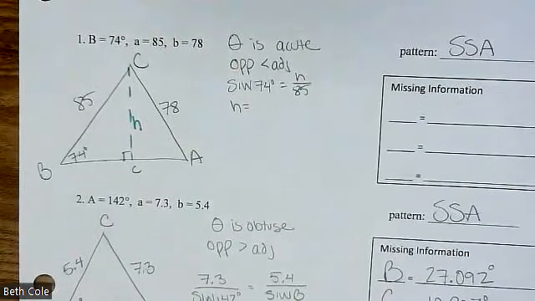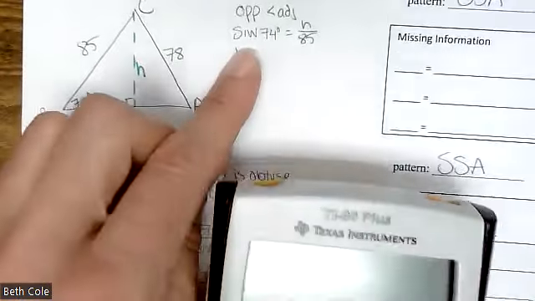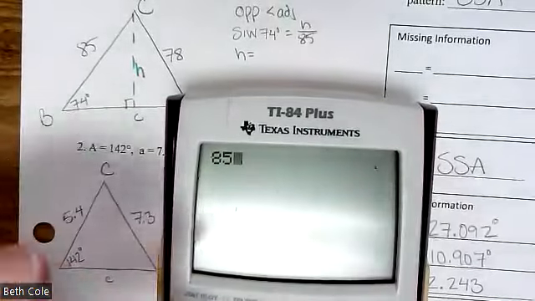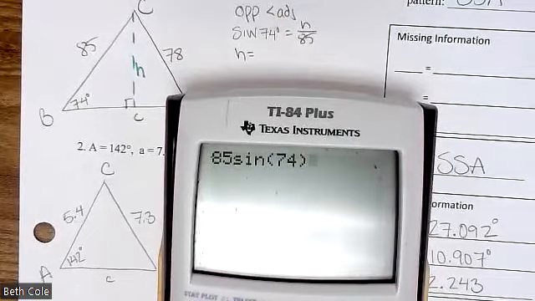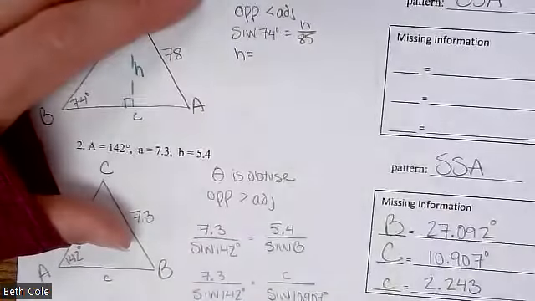How would you type that in and get h? Again, you all did it brilliantly on your quiz. Yeah, 85 times sine 74. Type it. Don't watch me type it. You need to type it too. There's so much button pushing in this. The button pushing is a skill you've got to have because I can't help you with that on the test. All right. 81.707.